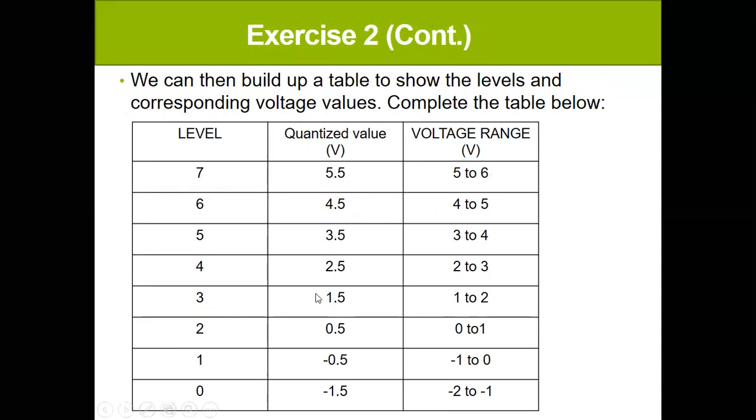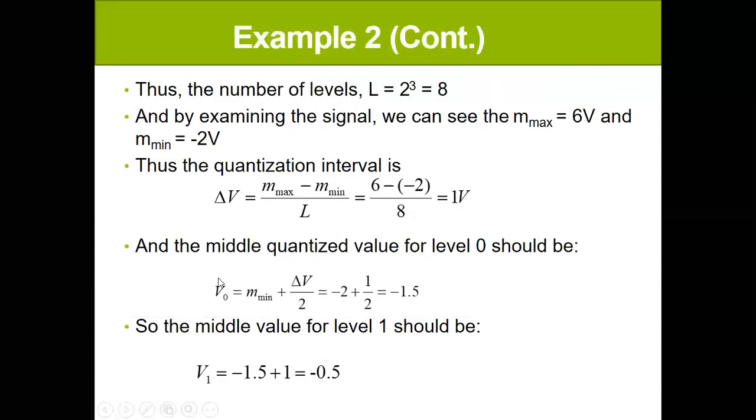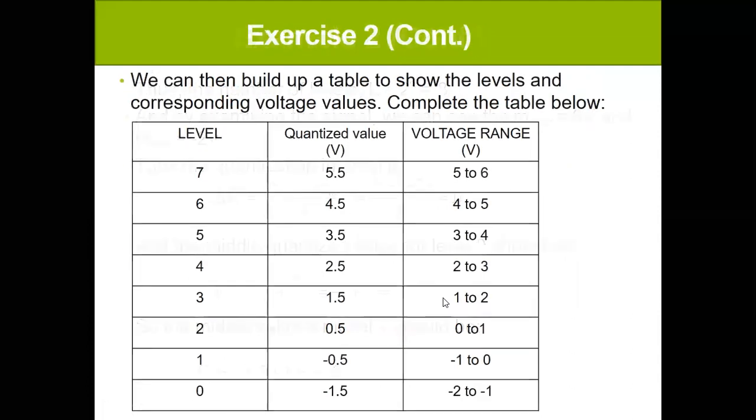Now, what is the quantized level, the quantized value in which we will approximate all the sample values? That one we already got. V0 is -1.5, and V1 means plus add 1 volt, and it will go ahead. So first one is -1.5, -0.5, plus 1, 0.5, plus 1, 1.5, and so on until 5.5.